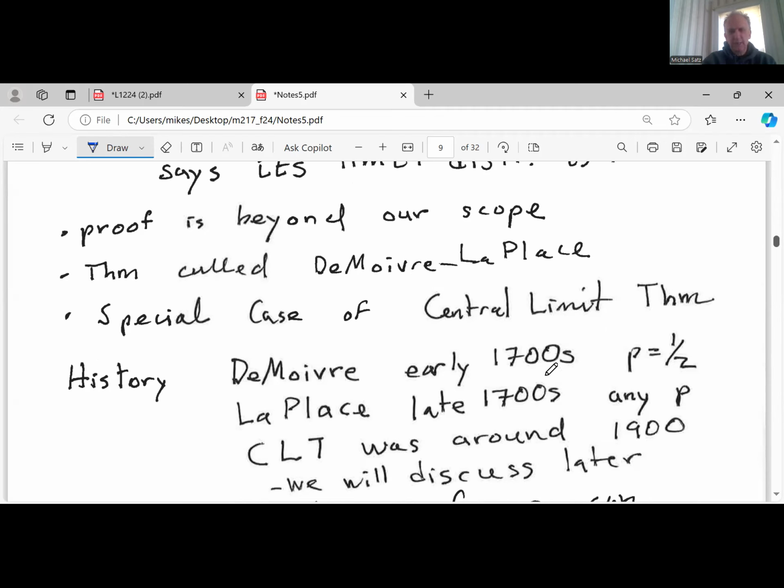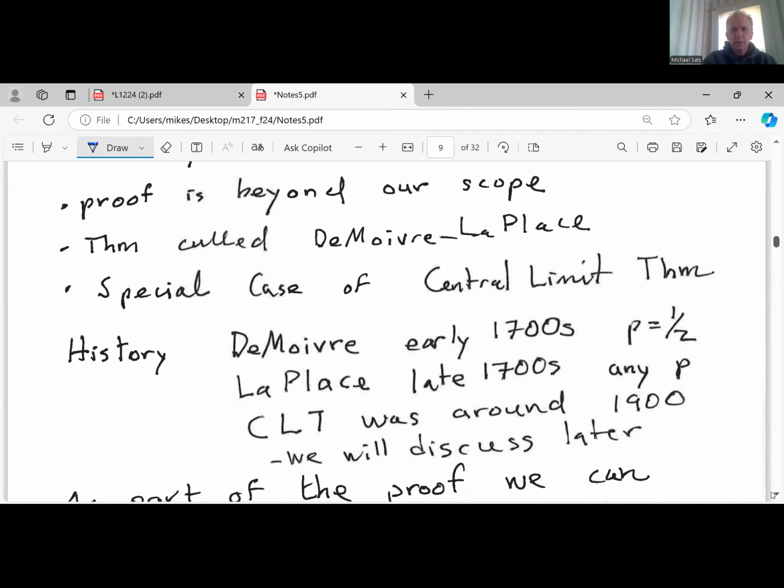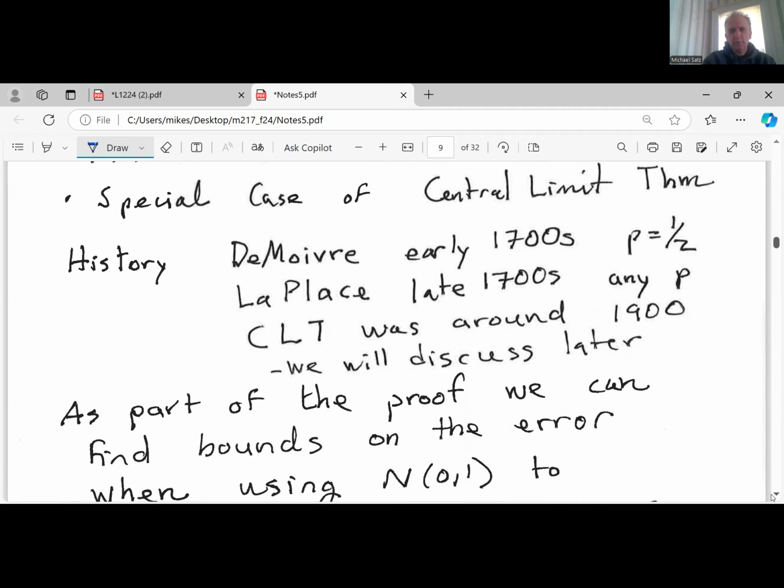Like they were just barely getting calculus going, right? And he comes up with this. And then Laplace did it at the end of that century for any p. So he showed for any p, it's true. I think his proof was better. It might have still had a problem, but I think that was pretty much it then.